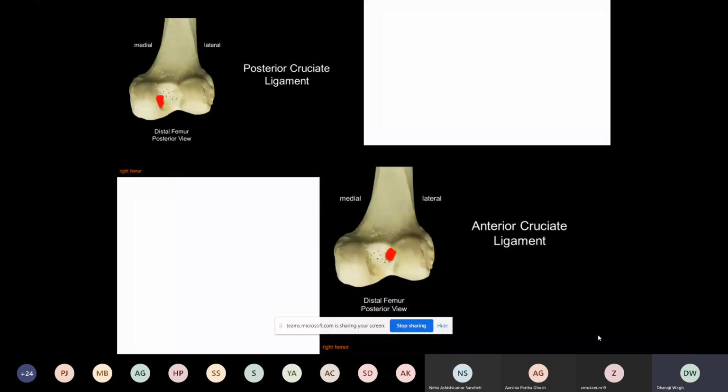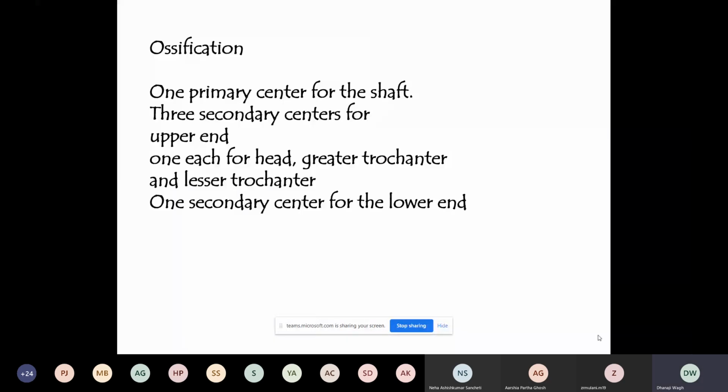Its ossification: one primary center for the shaft. It has three secondary centers for the upper end, one each for the head, greater trochanter and lesser trochanter, and one secondary center for the lower end. Now come to the tibia part.